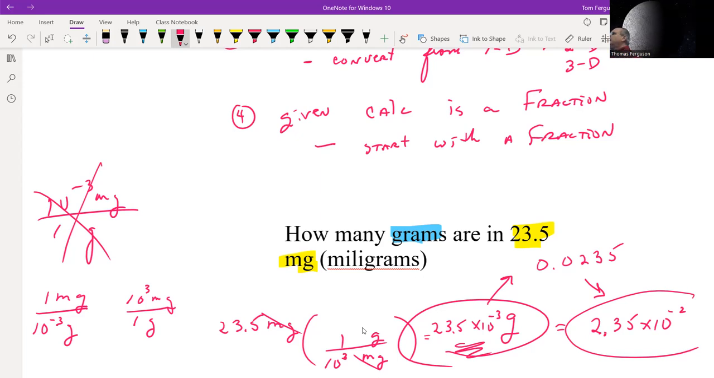Yeah. And why change the 23 to 2? Because it's not proper scientific notation. And you're right, all we're doing is renaming it. It's not changing the quantity at all. But if you're going to leave it in scientific notation, make sure it's proper scientific notation. 1 to 9.999. So if it's smaller than 1, convert it. If it's bigger than 9.999, convert it.